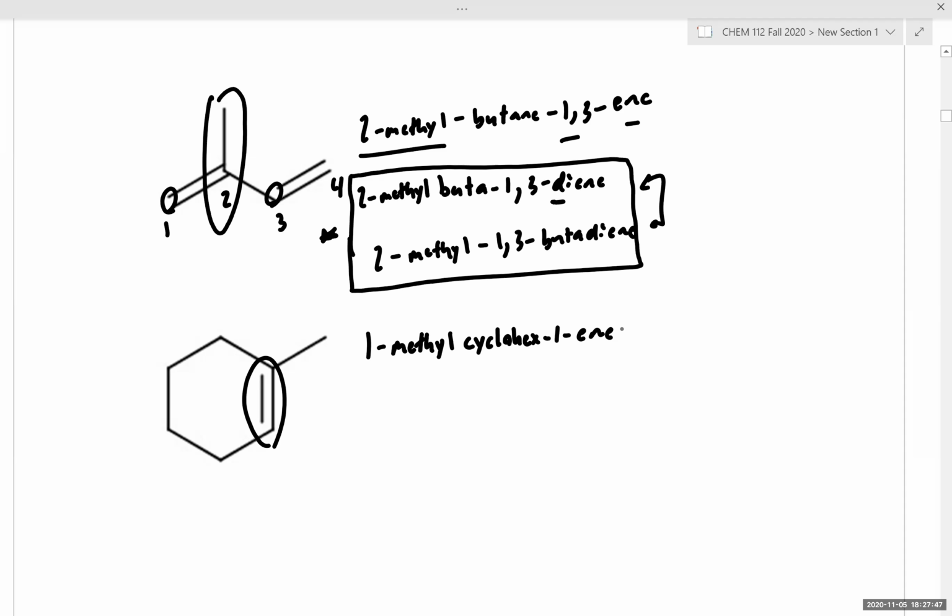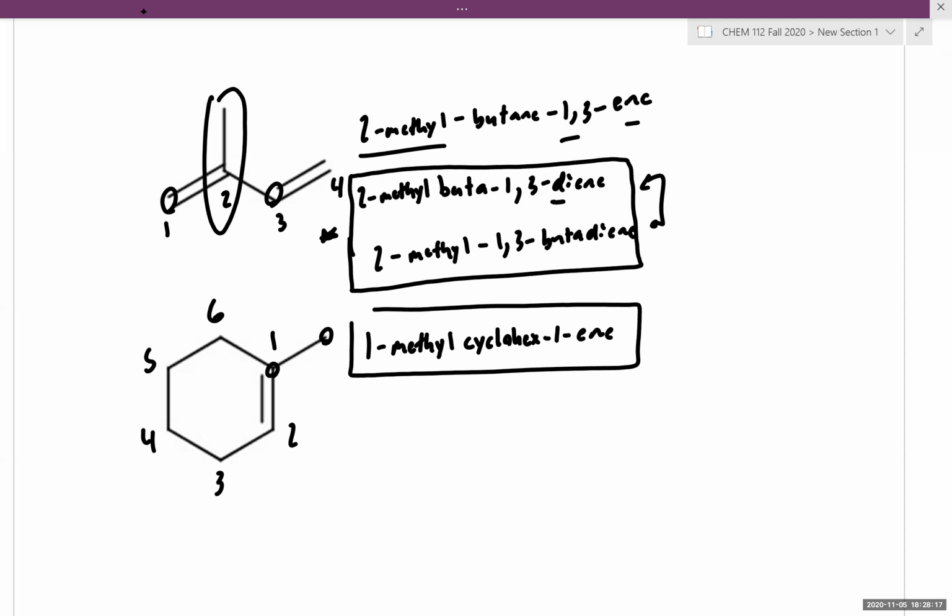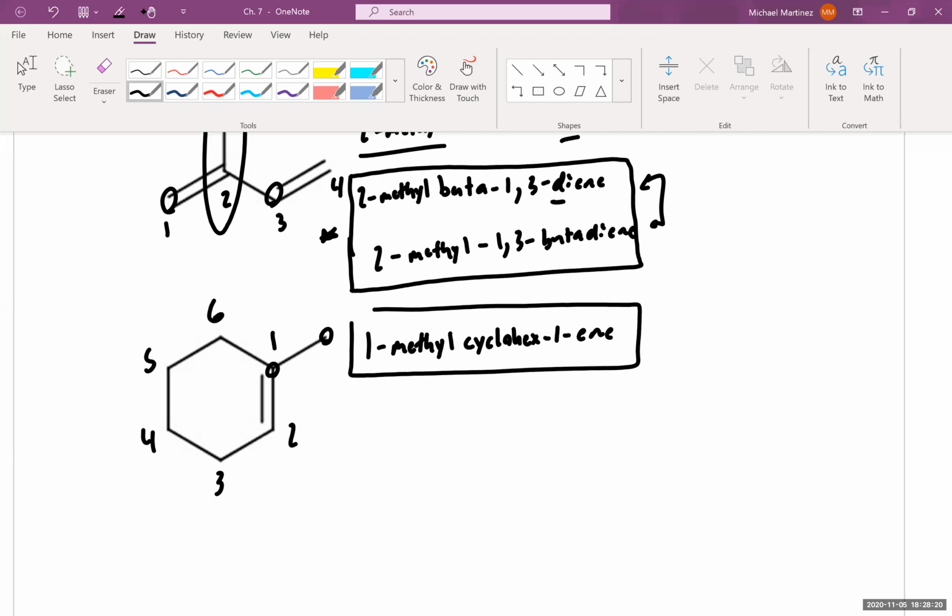Perfect. And it's great to see that we have some consensus among the class. Yes, 1-methylcyclohex-1-ene is a perfectly reasonable name for the following structure. We're using the following locant number scheme. Okay, perfect. And that in turn gives us the locant number of 1 for our alkene and 1 for our methyl substituent. Does this example make sense?